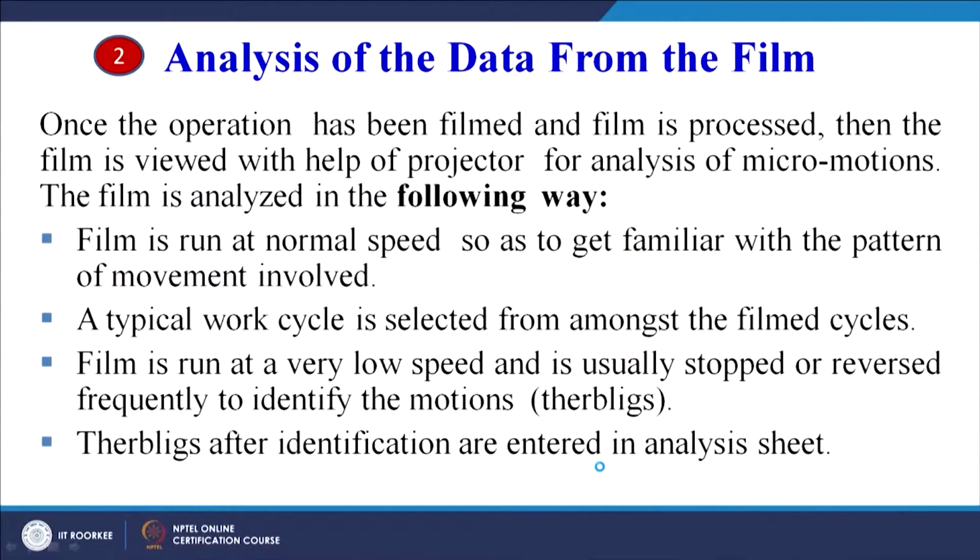So film is run at a very low speed and is usually stopped or reversed frequently to identify the motions. Now what are these motions? These motions are the Therbligs that we will cover in the next session. Therbligs after identification are entered in the analysis sheet.